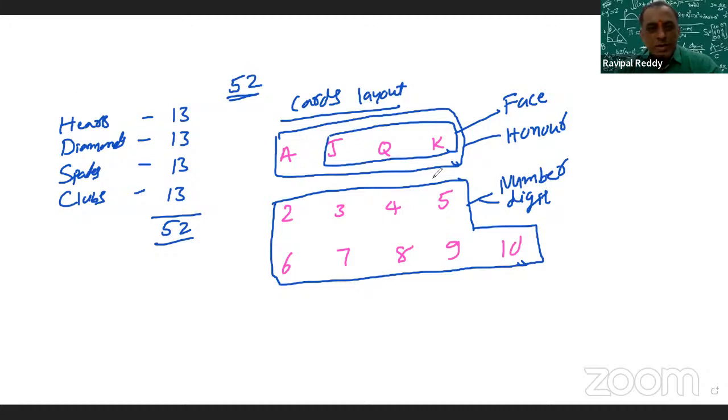Heart symbol, these 13 cards. Diamond symbol, 13 cards. Spade symbol, 13 cards. So now tell me how many kings are there? One heart king, one diamond king, one spade king, one club king. Total how many kings are there? 4 kings. Yeah, very good.